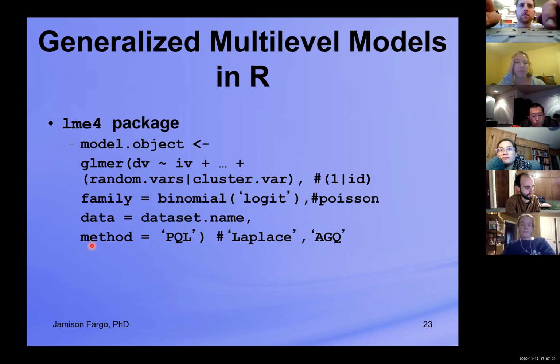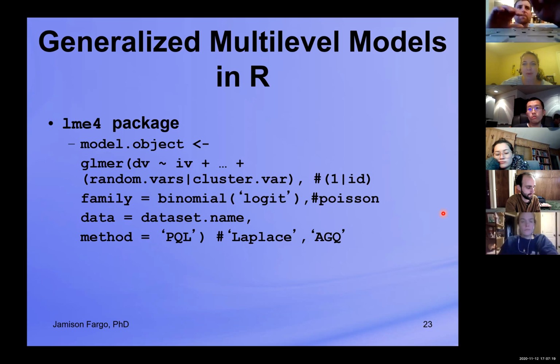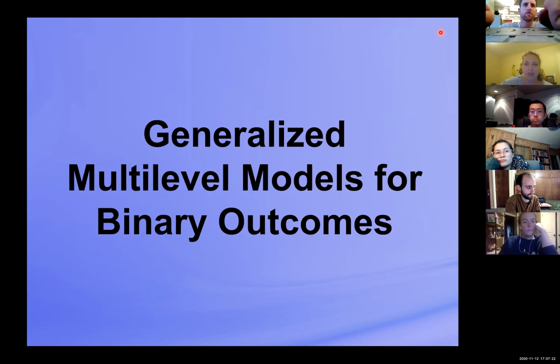I'll put the reading up for a discussion board that we can read over the next week. But the three main methods are PQL, Laplace, and AGQ. We'll talk about those more next time, but we don't have to do REML, but these methods are like, and sometimes we have to do the different optimizer methods. Okay.